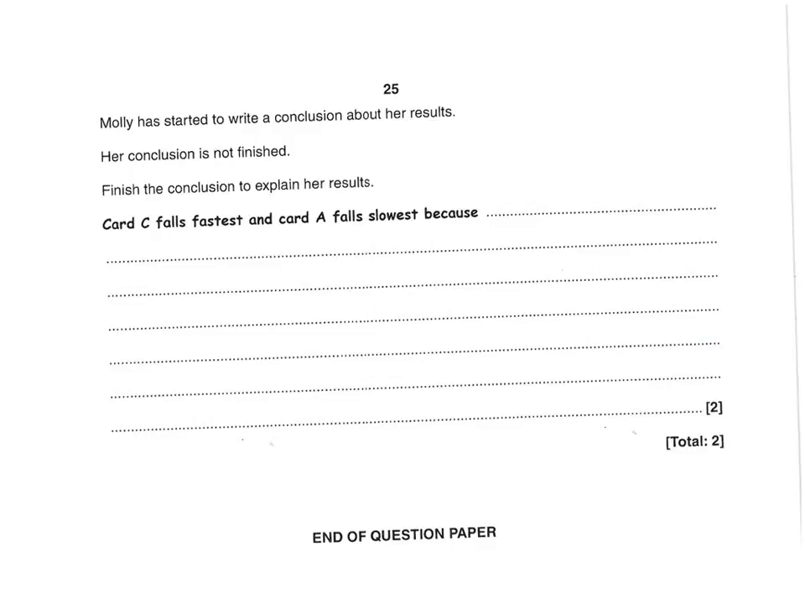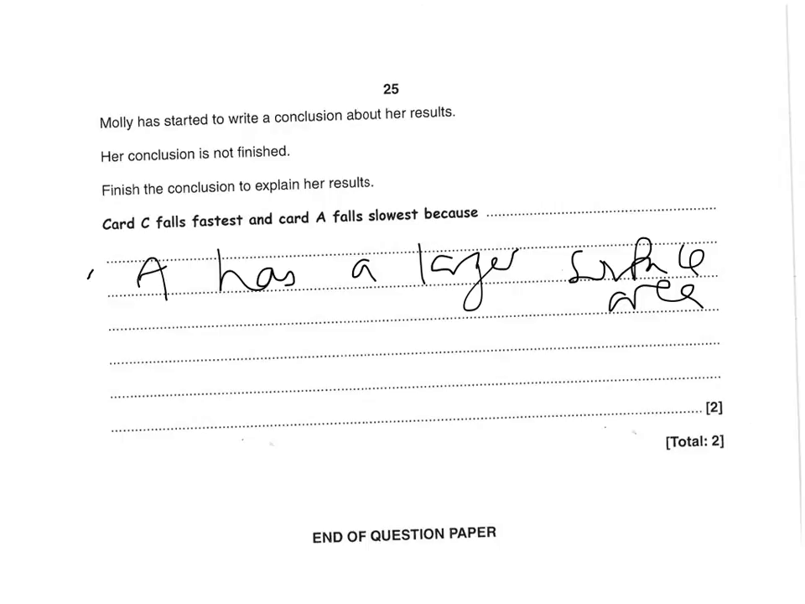So card C falls fastest and card A falls slowest because you've just got to put a point for each of those. A has a larger surface area. And therefore A has more drag or more air resistance. Another question that has that as the answer.